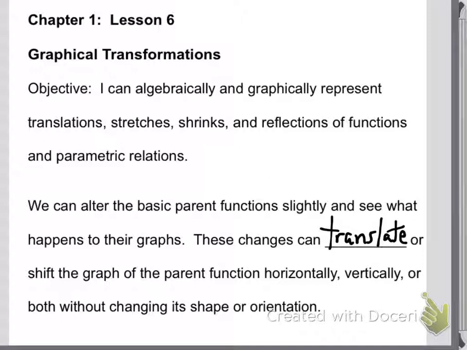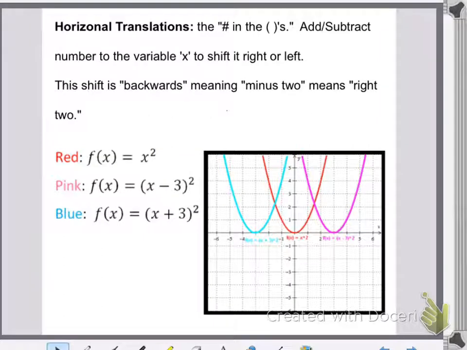Okay, you guys know what translations are. We don't need to talk a whole lot about that. Shifts them horizontally, vertically. So let's talk about what horizontal is. Again, guys, we already know the horizontal translation's inside the parentheses. So if you take the basic function x squared, if you shift it to the right 3, that means you're going to get a minus 3, so this is right 3. If you shift it to the left 3, it's going to be plus 3.